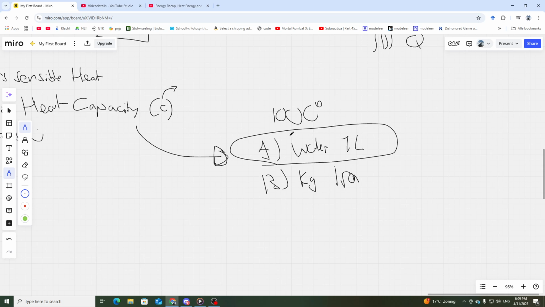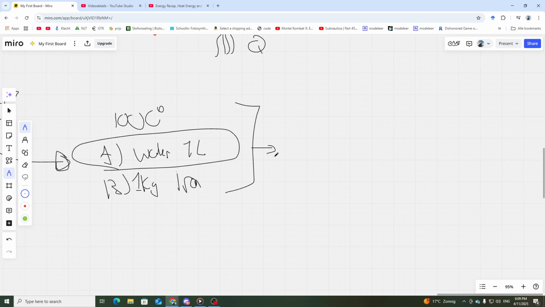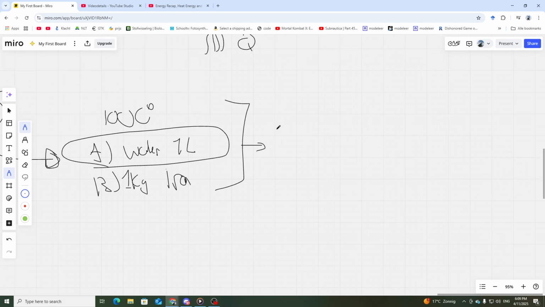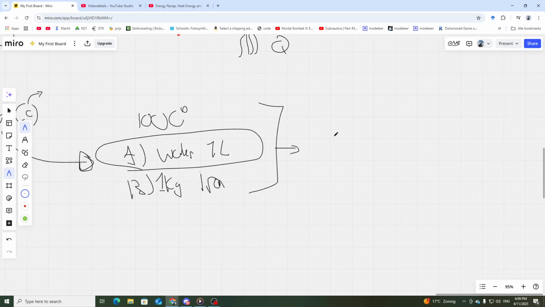So it takes me more energy to warm up water to 100 degrees than it does to warm up 1 kilogram of iron to 100 degrees. And what does this do? We will come back to this if you're wondering. It is because of a property of each and every material called the specific heat capacity, aka C.